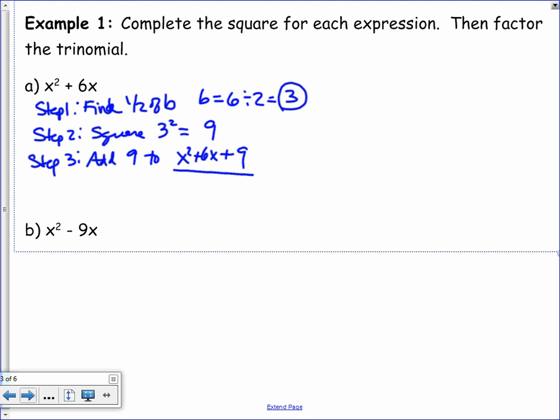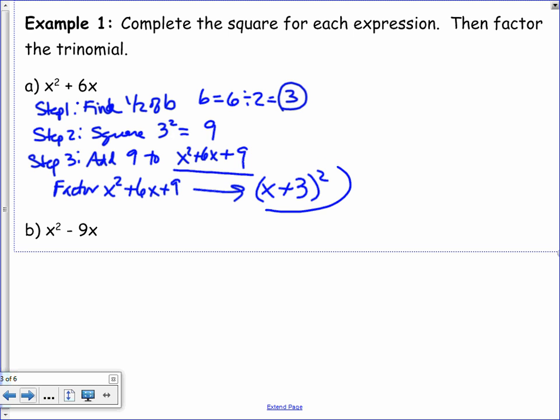So this is the result. Now what we need to do is just factor that, and it's going to be x plus 3 squared. They give you steps 2 and 3 so that you understand how you're getting the factors. But technically, once you find step 1, the binomial is x plus your value from step 1, squared, which gives you the completed square.